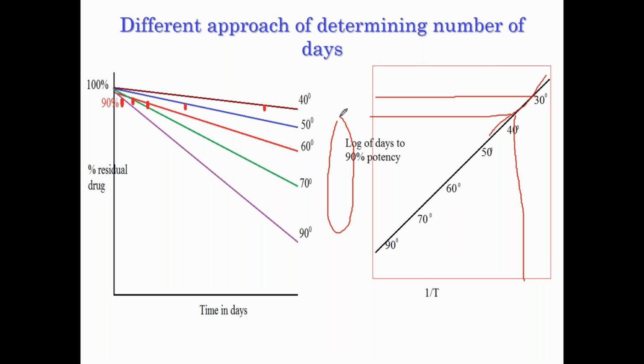I can tell it as a time in days, because degradation does not happen in 1 or 2 hours or 1 or 2 minutes. It happens over days. So what I do now is extrapolate this 40° point to the y-axis to get the time taken for the drug to reduce from 100% to 90%. Same when I store it at 30°, what is the time taken for the drug to reduce from 100% to 90% potency. So this is how you are supposed to calculate it.